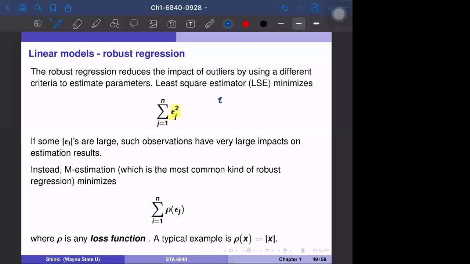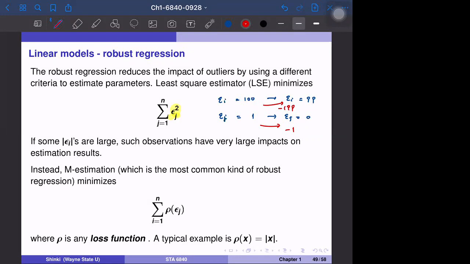For example, if epsilon i is equal to 100, and it reduces to 99, the squared residual gets much smaller. But if epsilon j is equal to 1 and this becomes 0, the impact on the sum of epsilon j squared is really small. Only the reduction is 1. Here, the reduction is 100 squared minus 99 squared. So that is almost 200.